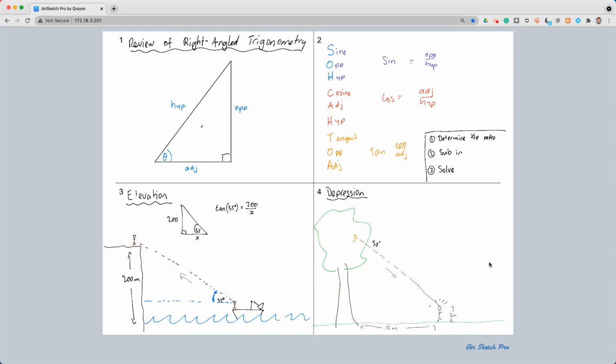Now, where you go from here is up to you. Some people like to evaluate tan of 35 first. I don't. I like to do a rearrangement first. So the x is on the bottom, and I need the x to be on the top. I'll do it in 2 steps, but you can really do it in 1. I would multiply both sides by x to get x tan 35 is equal to 200. And then I'll divide both sides by tan 35 to get x equals 200 over tan of 35. Okay, and now I'm going to work that out on my calculator.